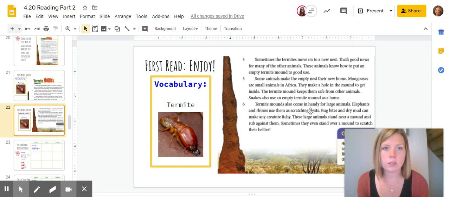Termite mounds also come in handy for large animals. Elephants and rhinos use them as scratching posts. Bug bites and dry mud can make any creature itchy. These large animals stand near a mound and rub against them. Sometimes they even stand over a mound to scratch their bellies.